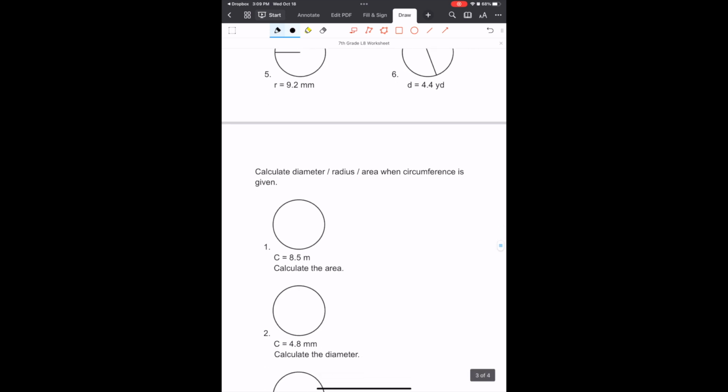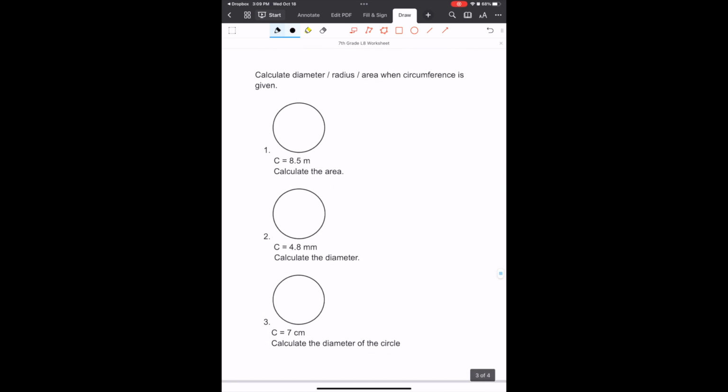Alright, so let's move on to this one. You're going to calculate the diameter, radius, or area when circumference is given. Let's do number 1. Calculate the area. This one's the hardest one. We're trying to find the area and we're given the circumference. So we know the outside is 8.5 meters.